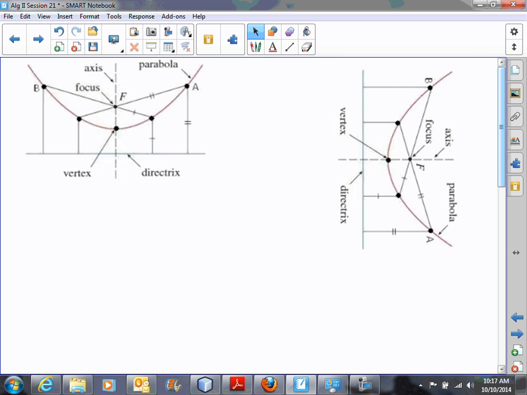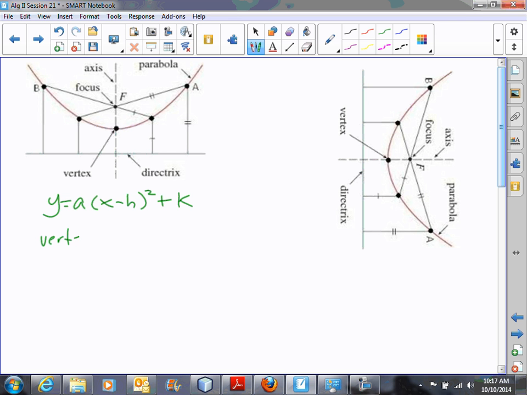This one, the vertex form for the equation is y is equal to a times (x minus h) squared plus k. Now, what do we know about this parabola? First of all, we know the vertex is at the point (h, k). We know the axis of symmetry is the line x equals h.